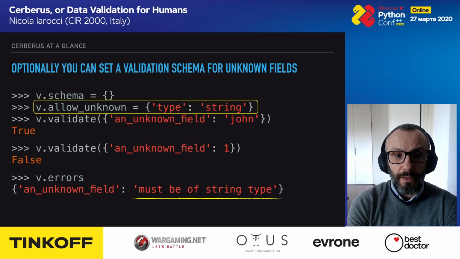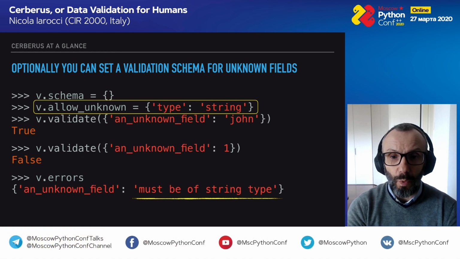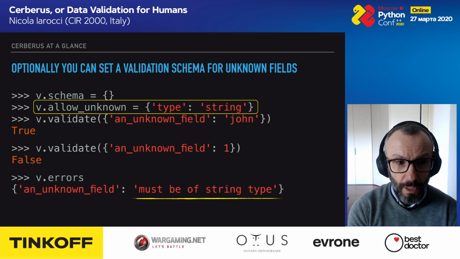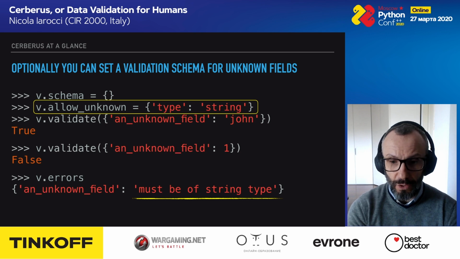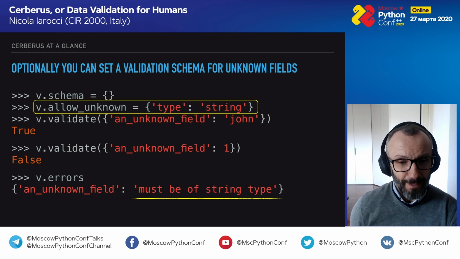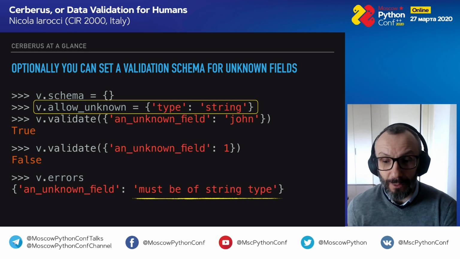Furthermore, you can decide that you want to allow unknown fields, but you want to be more strict, and impose, for example, a type on the unknown fields. So in this example, we are saying that we do allow unknowns, but they have to be of type string. So the first document doesn't pass validation, and you see that there is an error, and the error is that the field must be of string type.